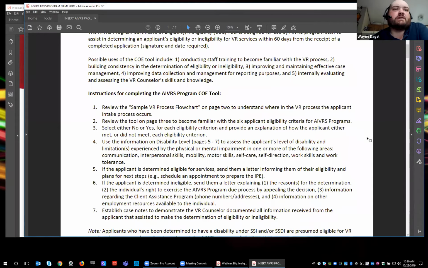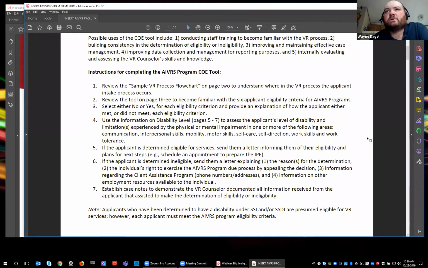Okay, so here's the instructions. I'm not going to read them verbatim. Basically, we're going to review the process flow chart. We're going to talk about the different sections of the tool, and then I'm going to open it up for you guys to ask some questions as needed. Go ahead and keep going down, John.